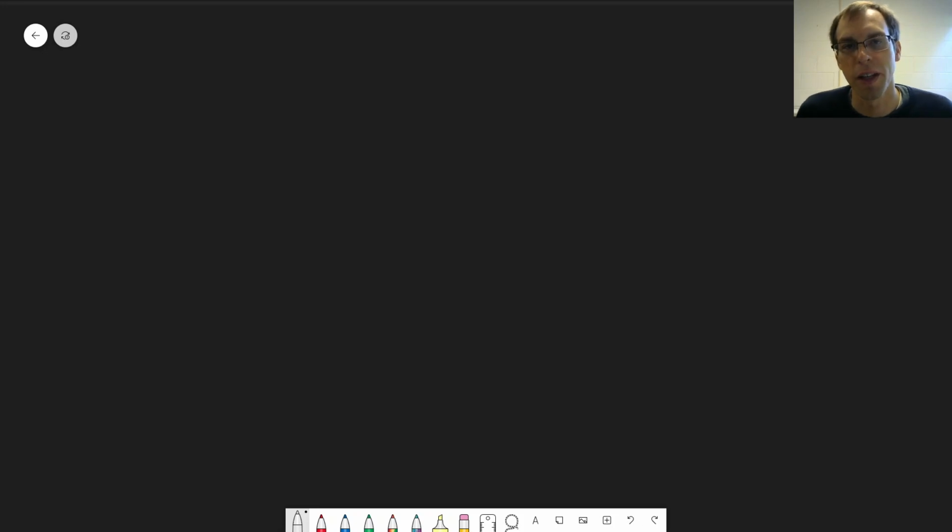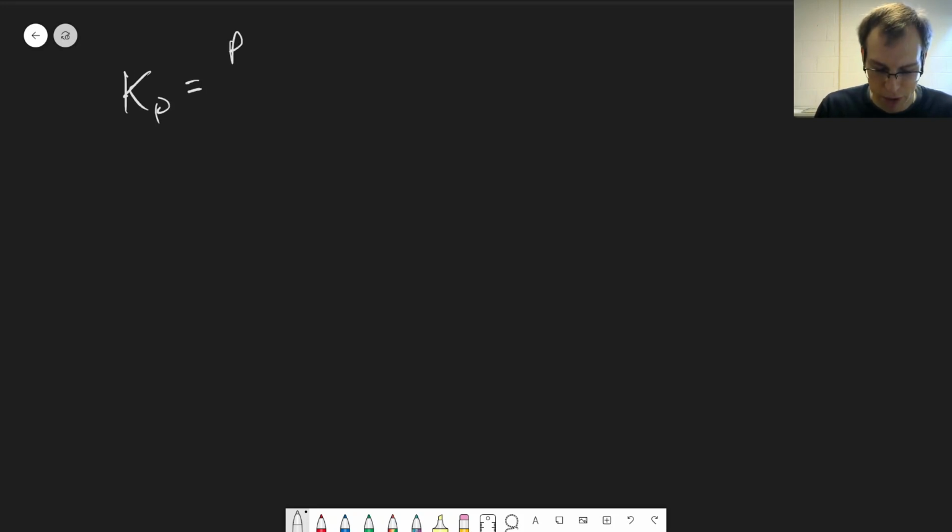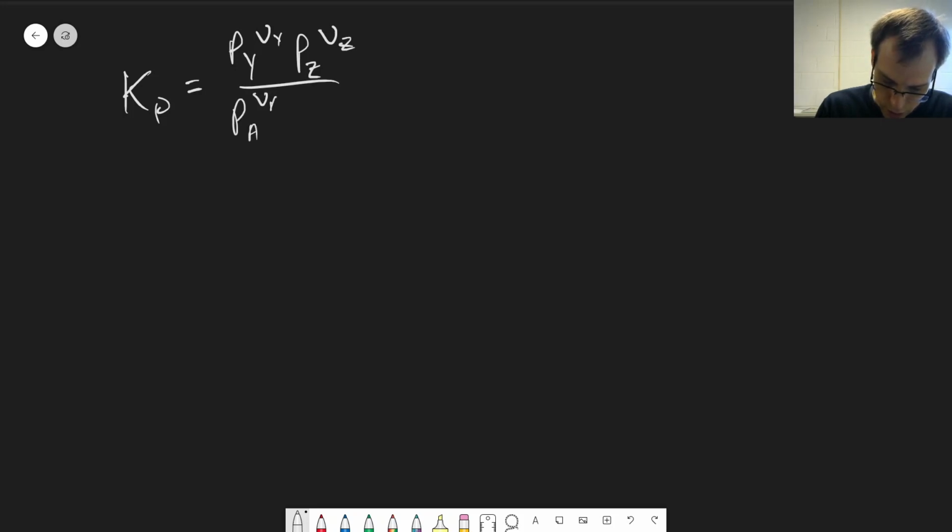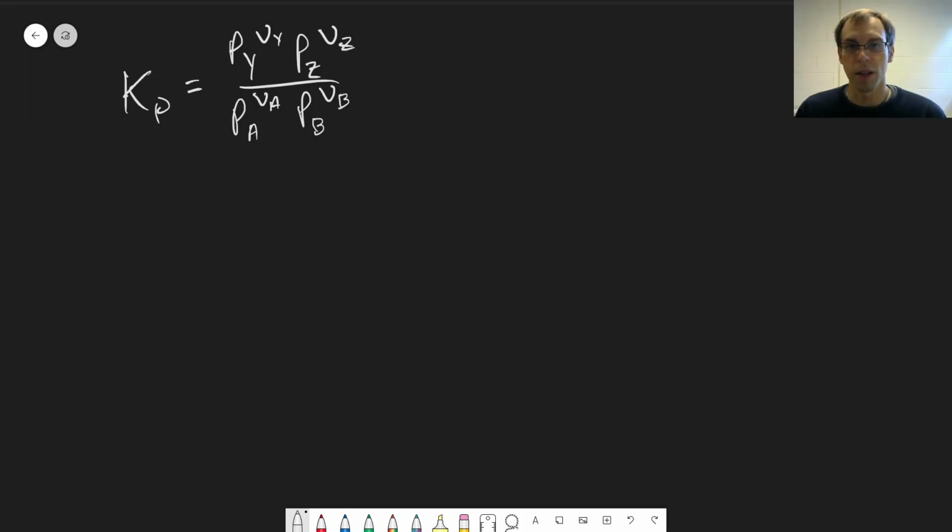One final note as we're looking at equilibrium constants for gas phase reactions is that we have written Kp with partial pressures, where we have the pressures of our products in the numerator. I keep wanting to put z there, that's a y. Pz^νz, Pa^νA, Pb^νb. Right, so this is the Kp, the pressure version of the equilibrium constant.